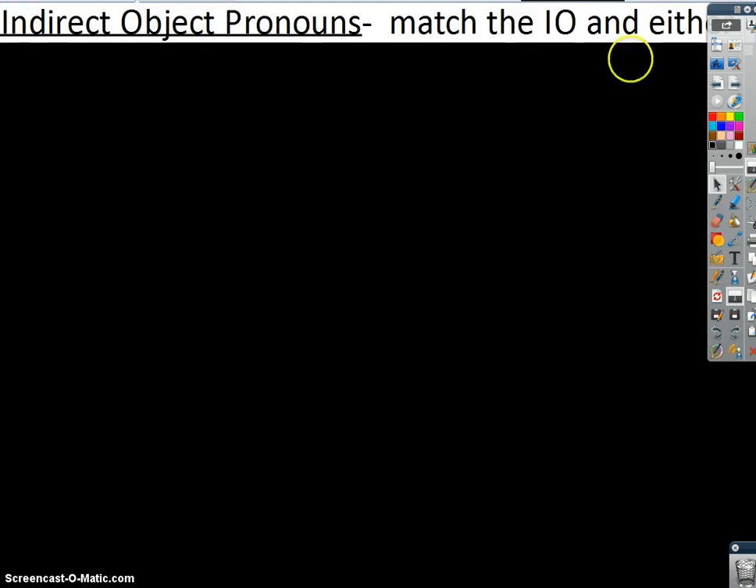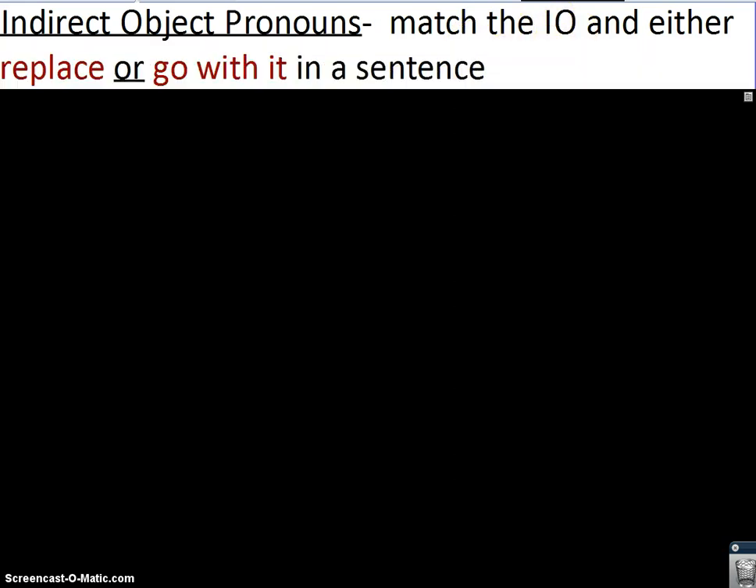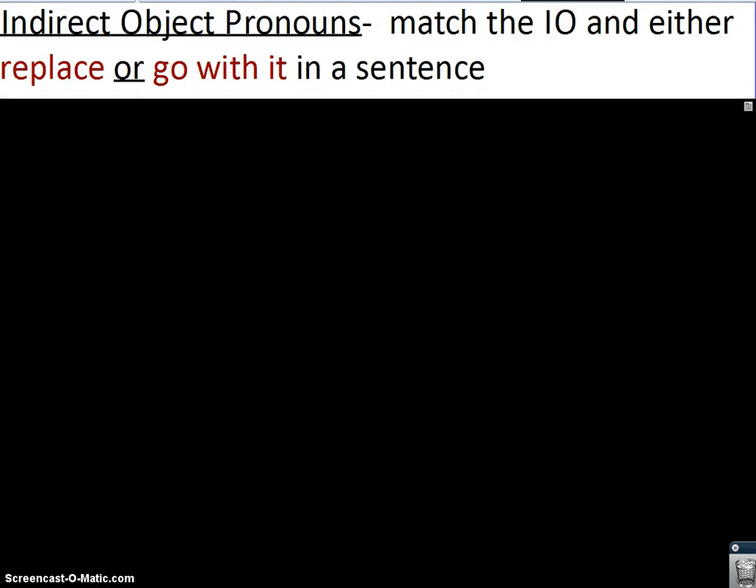And of course, as always, pause if I'm going too quickly and rewind. Indirect object pronouns match the indirect object, I'm abbreviating here to make your notes shorter, and either replace or go with it in a sentence. Now this is new. This is what makes indirect object pronouns different from other types of pronouns. You guys know that usually pronouns replace nouns. So you take out the noun and put the indirect object pronoun in. These don't quite work this way.